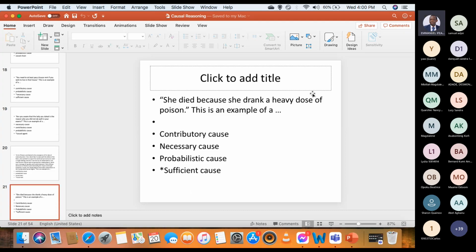She died because she drank a heavy dose of poison. She drank a heavy dose of poison, and the heavy dose of poison was enough to kill her. So you're talking about sufficient cause.